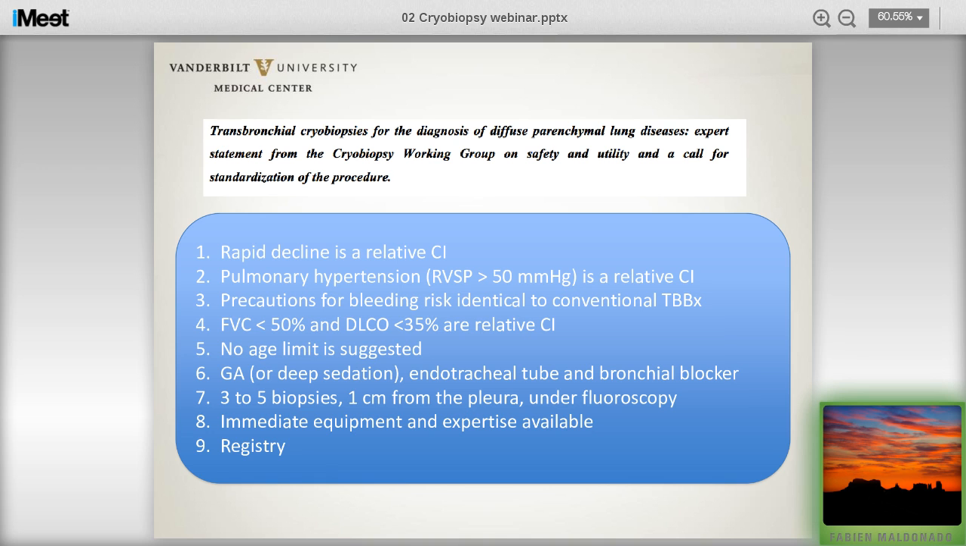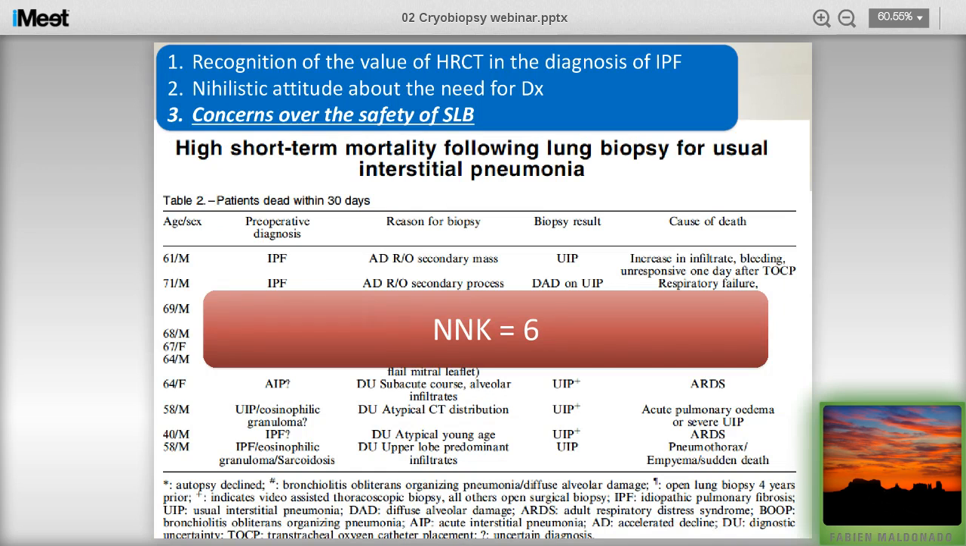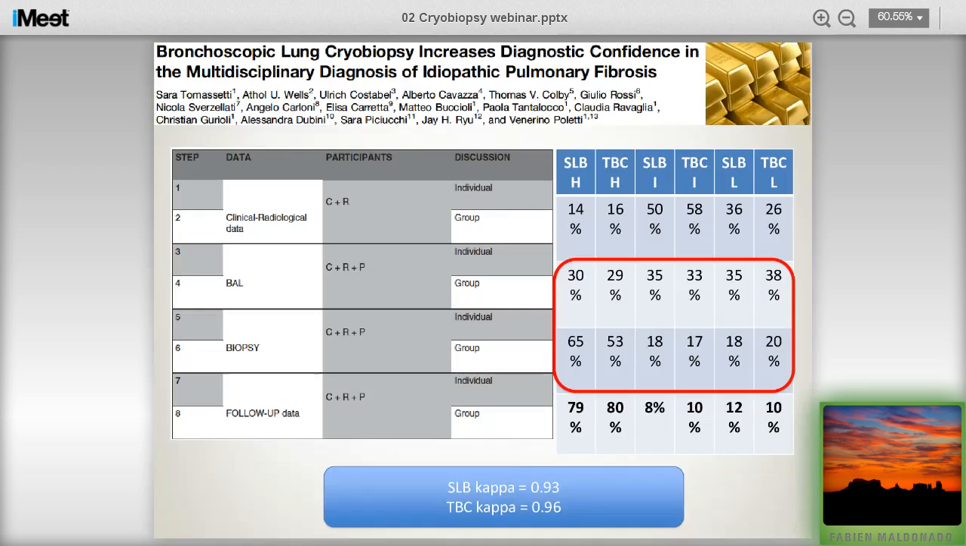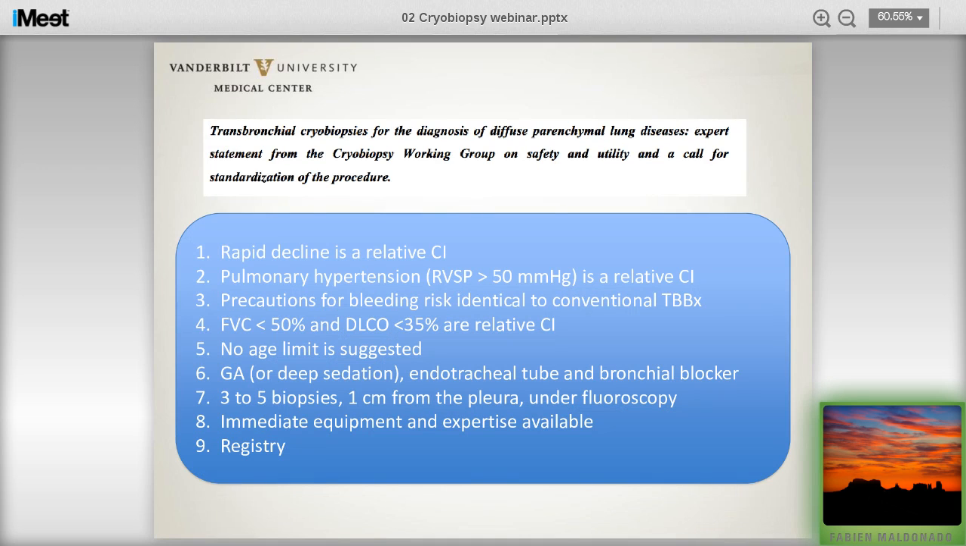That means you need to at least get 3 to 5 biopsies. 5 would be a good number. 1 centimeter from the pleura, because this is where you're going to get your secondary lobule, and this is going to be more helpful from a diagnostic standpoint. Increases the chance of pneumothorax, but at that level, the risk of bleeding is less, and so it's kind of a trade-off between bleeding and pneumothorax.